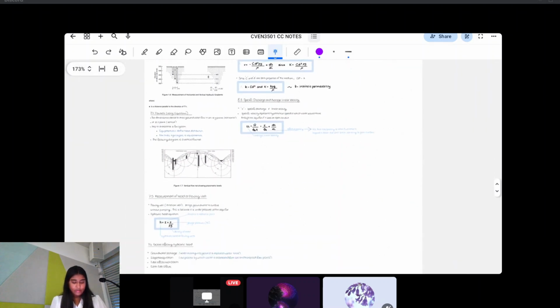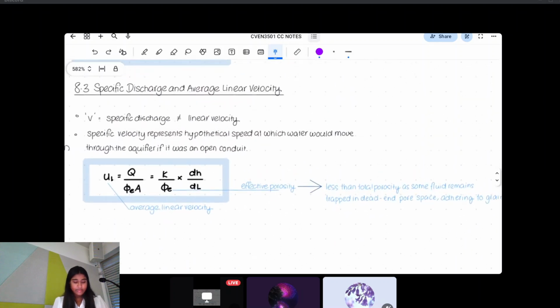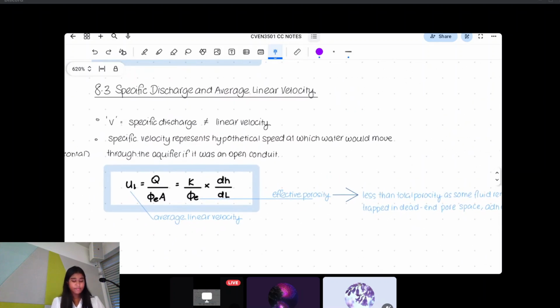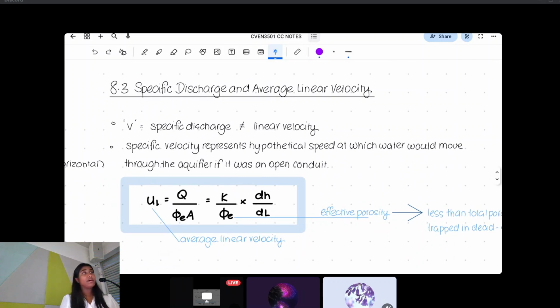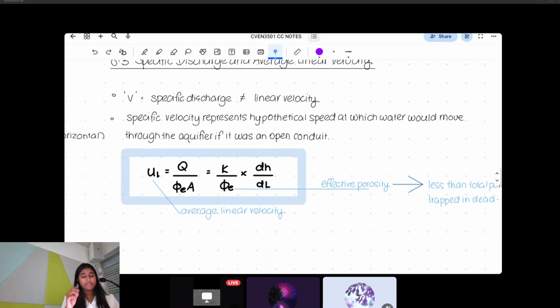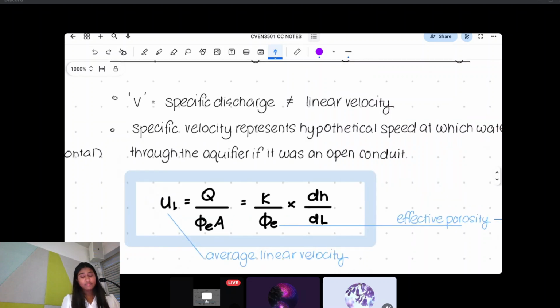All right. The last topic related to groundwater transport is the difference between specific discharge and linear velocity, or average linear velocity. The reason why I'm covering this is because it's a really common mistake for students to mistake specific discharge with average linear velocity, because they're both velocity, right? And they're both sometimes denoted with V, but that's not correct. So V, little v, will almost always be your specific discharge, okay?